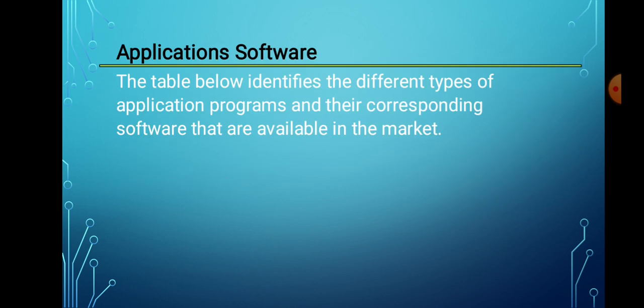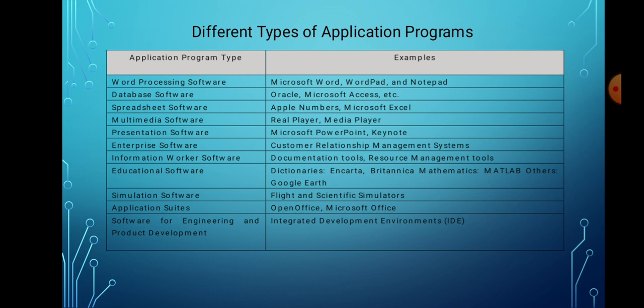Application software. The table below identifies the different types of application programs and their corresponding software that are available in the market. Different types of application programs.